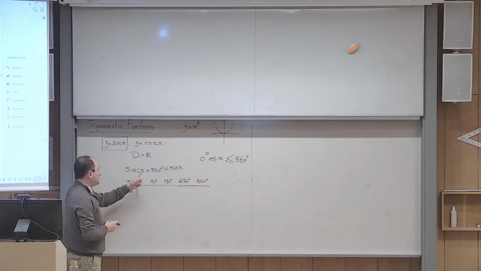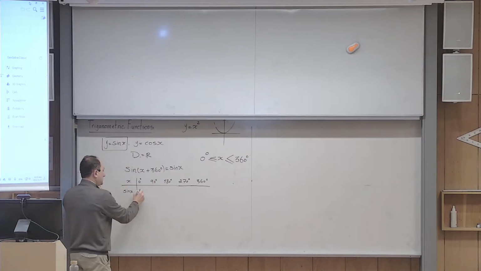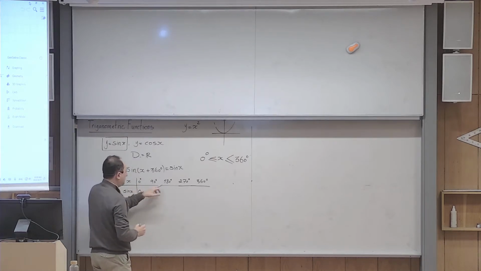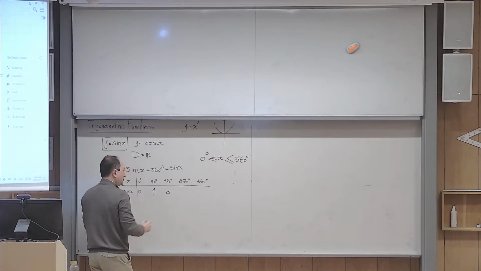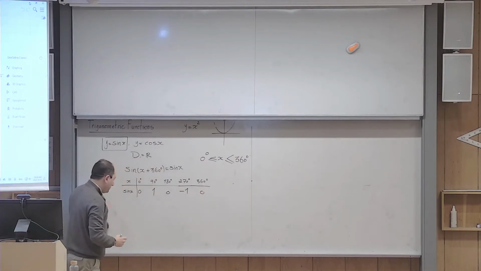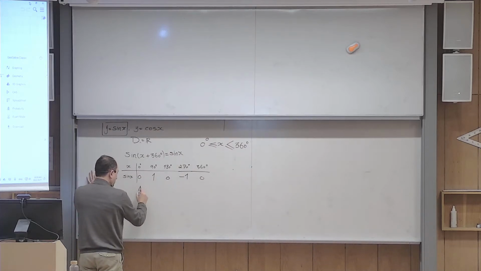So if I replace x in this function with 0, sine of 0 degrees is 0, sine of 90 degrees is 1, sine of 180 degrees is 0, sine of 270 degrees is -1, and this is also 0. Okay? Of course, this will give you a rough idea of how the graph looks.